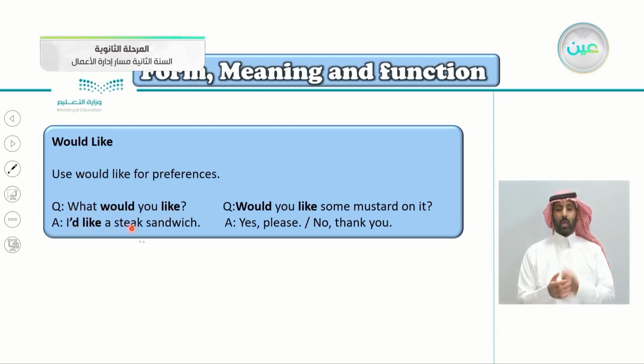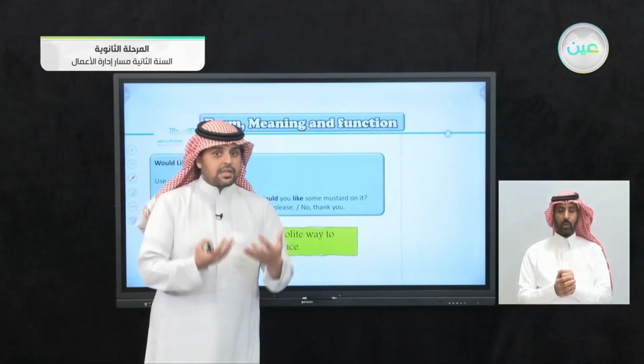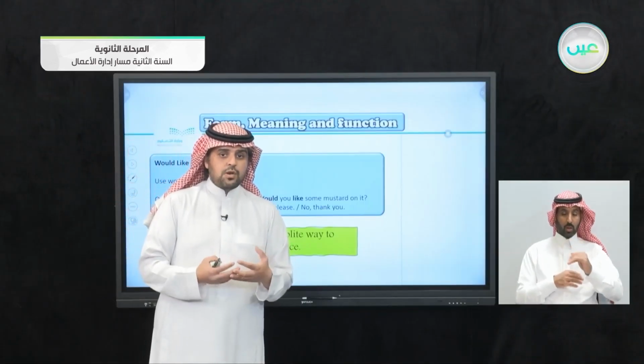What would you like? I'd like a steak sandwich. Of course, this is short for would, the apostrophe D. I'd like a steak sandwich. Would you like some mustard on it? Yes, please. Or you can say, no, thank you. We use would like as a polite way to state a choice or preference. So would like is a polite way to tell someone what you choose.